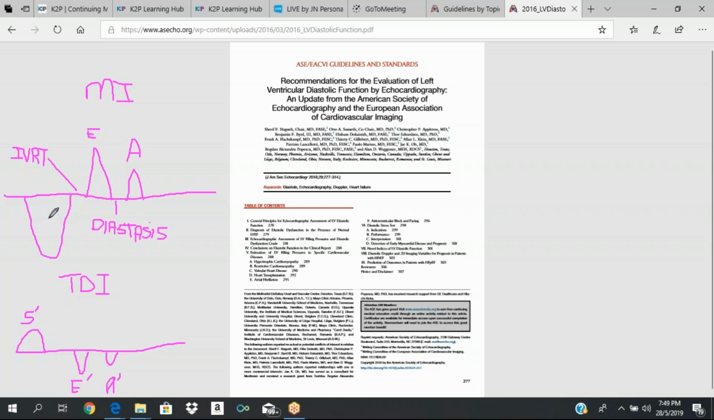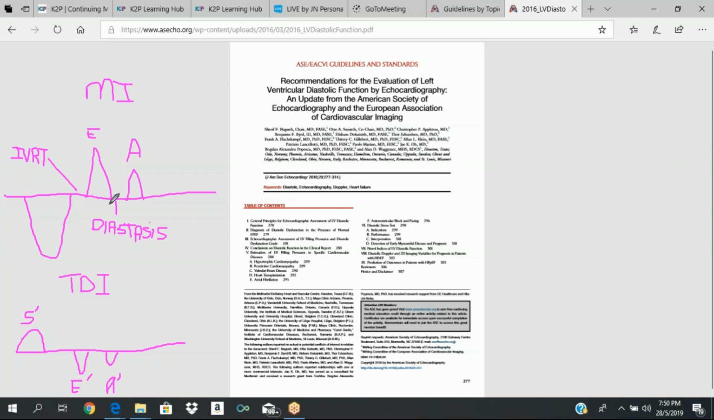There are normal values that you need to know for a normal heart. So the normal heart will have a certain value for IVRT. It's supposed to have a certain value for E velocity, a certain value for the E wave, a certain value for the A wave. And similarly, for the tissue Doppler imaging, your E prime and your A prime are going to have a certain value. So when we talk about diastolic dysfunction, these numbers are abnormal, okay?